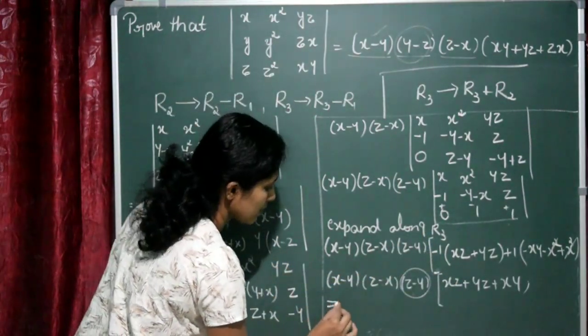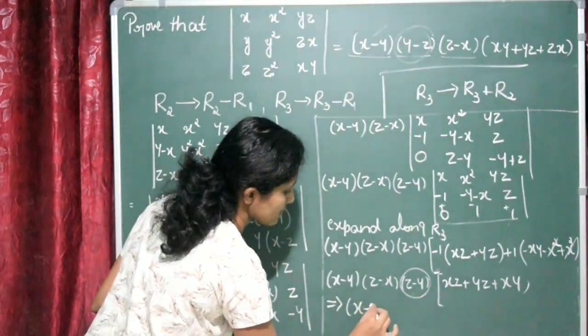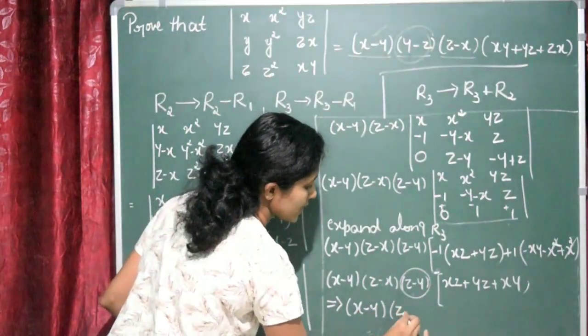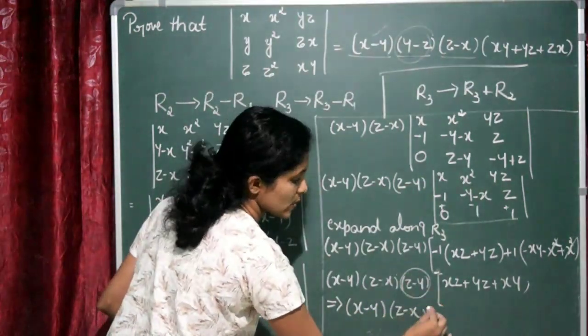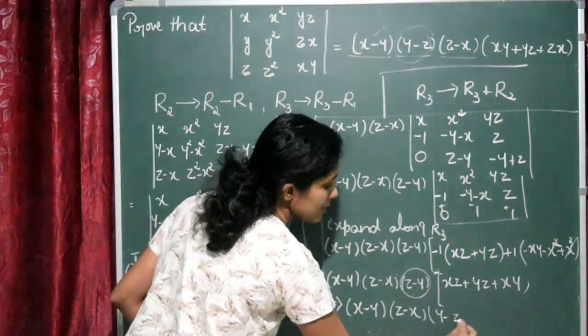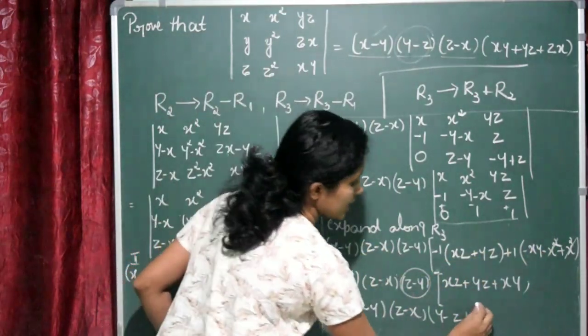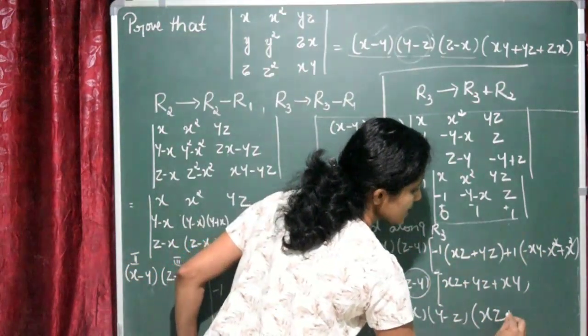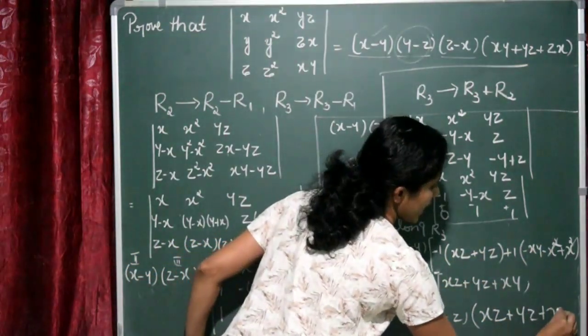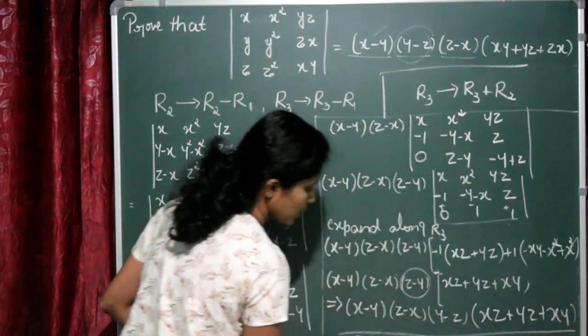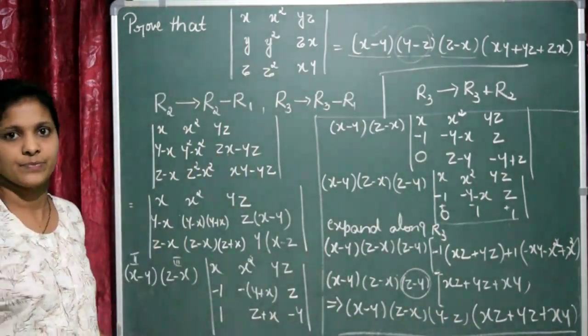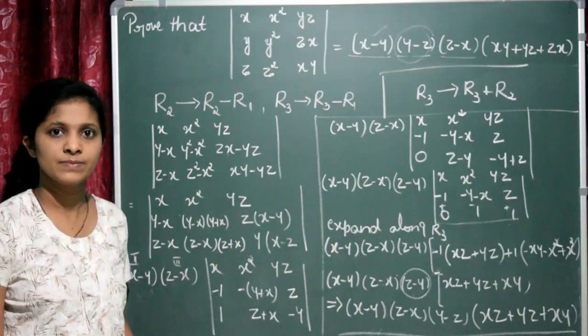So we got the proof, right? We got the answer, that is x minus y into z minus x. By interchanging this one, this will be now y minus z. And we have taken the negative sign, here negative is there, right? So the remaining with this xz plus yz plus xy. So this is the proof of this determinant. I hope you understood this one.